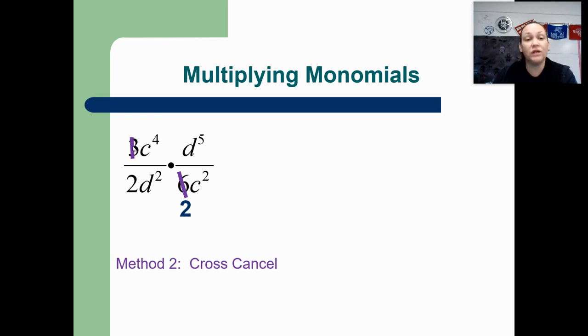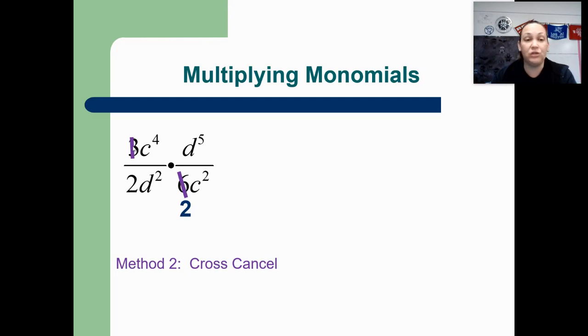Now you can also cross-cancel with your variables. It does have to be one on the top and one on the bottom. They don't have to be on different fractions. They could be on the same fraction or different fractions, as long as it's the same letter. And again, there's one on the top and one on the bottom. If they're both on the bottom, you can't cancel them. Then you have to actually multiply them. And same if they're both on the top, then you would have to actually multiply them together.